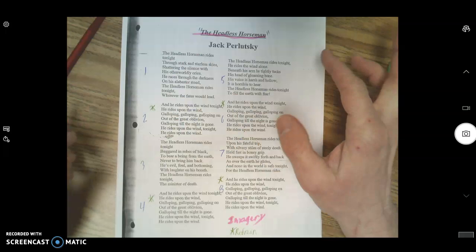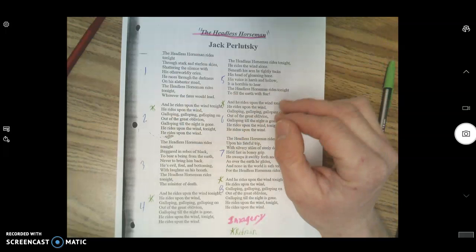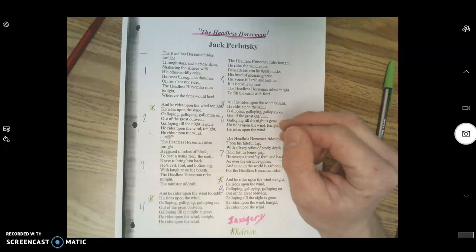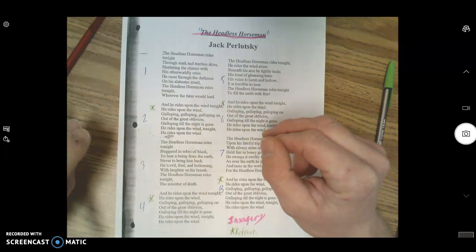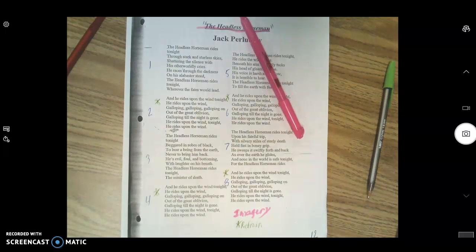So real quick, what I want you to do, you're going to scan the first stanza. Just scan it. You don't need to read it word for word. Just scan it and highlight any words that create imagery in your head. Just scan that first stanza. When I call on you, don't come at me with I don't know. Not allowed.